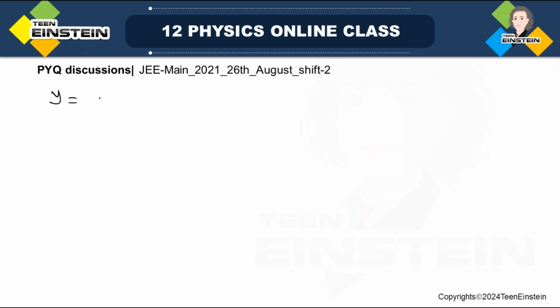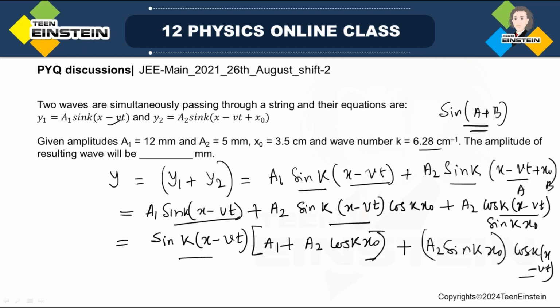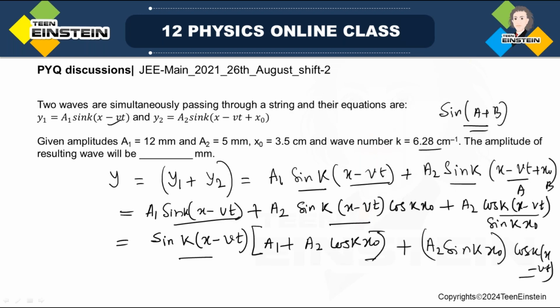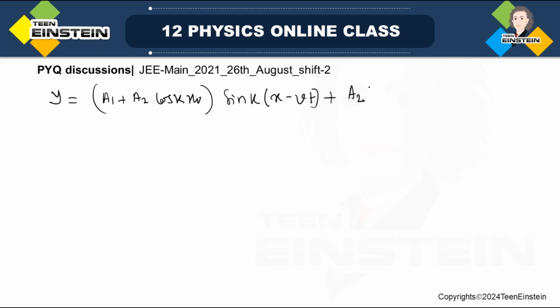Let me just do it here. What I have got is y is equal to (a1 plus a2 cos of k x0) sine of k(x minus vt), plus a2 sine k x0 cos of k(x minus vt). Okay. So I have got this term similar.